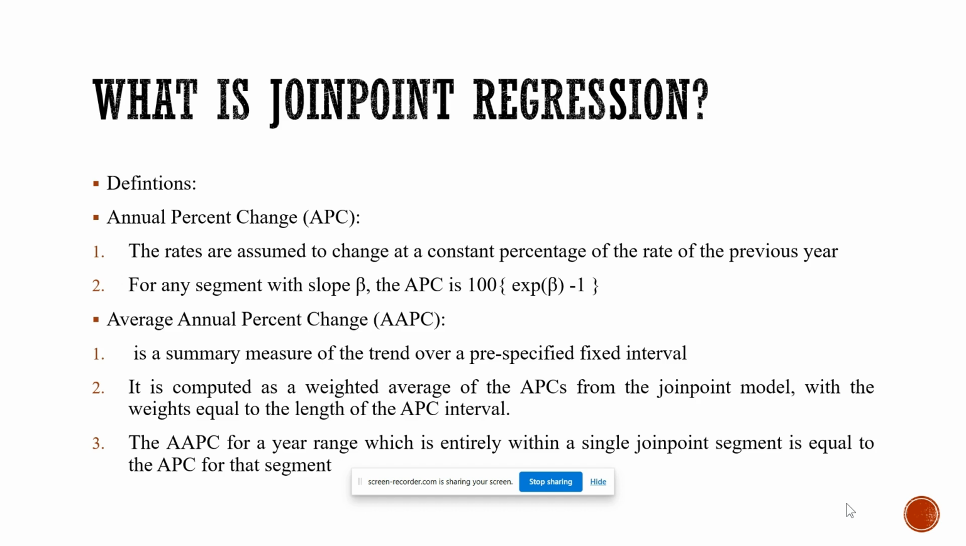It is computed as a weighted average of the APCs from the joint point model, with the weights equal to the length of the APC interval. However, if AAPC is calculated in a series that is within one joint point, the AAPC will equal APC.